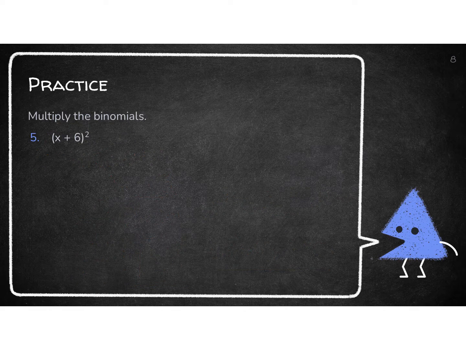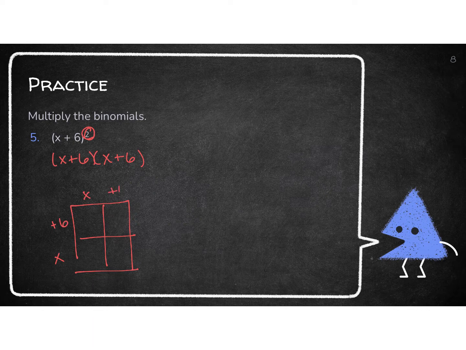Now this one looks a little different. There's nothing out front to distribute first, but you have to keep in mind, what does it mean when I have something squared? We know that we write this out 2 different times then. We were doing that a lot in the last unit. So I have x plus 6 times x plus 6. I still need that 2 by 2, so x plus 6, x plus 6.